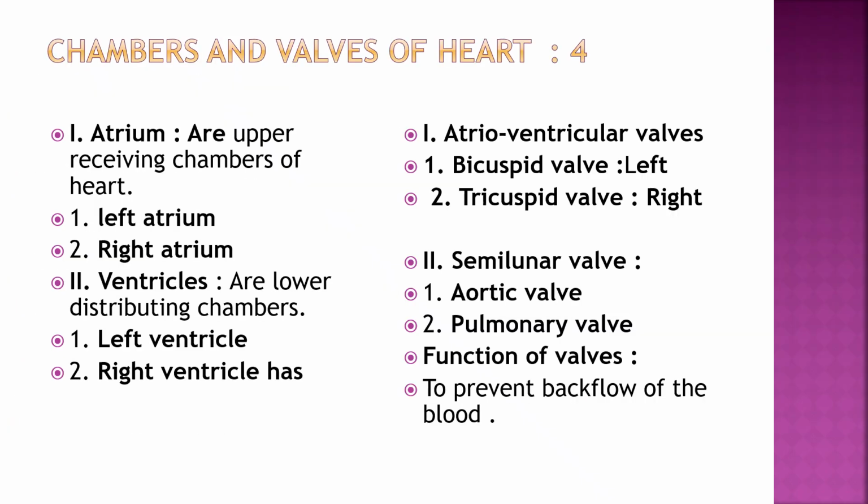So four chambers, two atria and two ventricles. So two atria means left atrium, right atrium, and two ventricles means left ventricle, right ventricle. Four valves, two atrioventricular valves. So one is bicuspid and tricuspid valve, and two semilunar valves. So aortic and pulmonary valve. And function of valves is to prevent backflow of the blood.